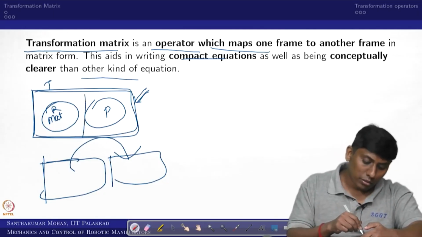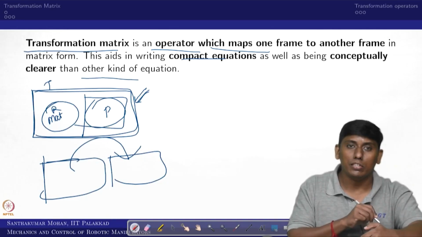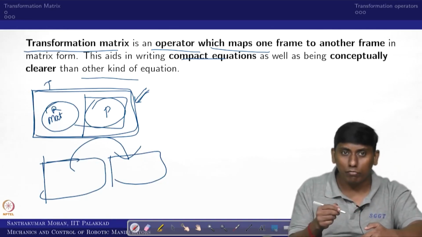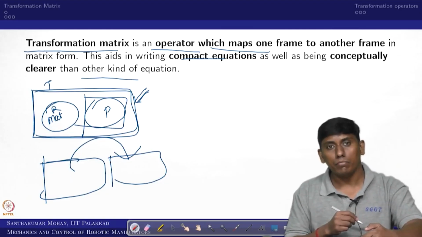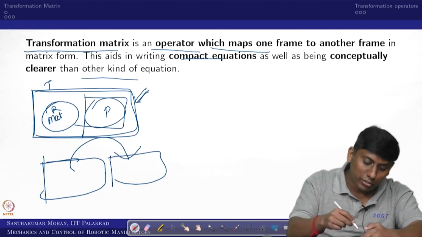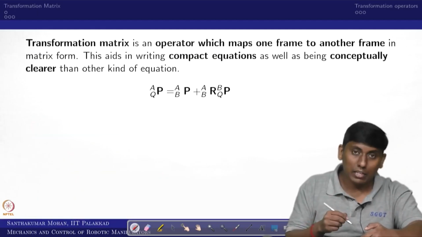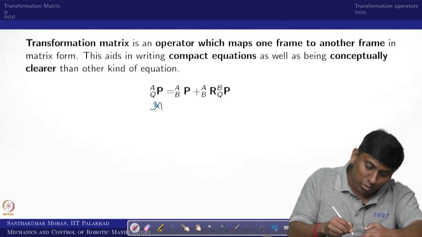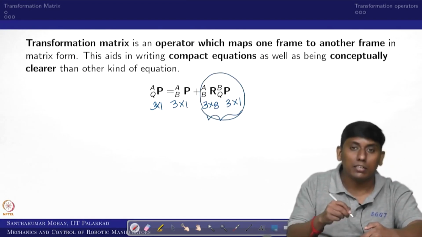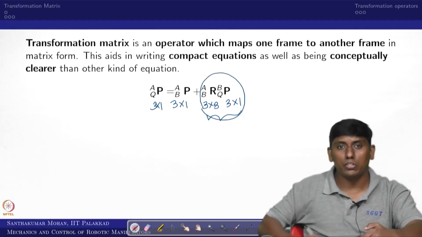That is the same way we are trying to do. Your transformation consists of positional information in vector form and orientation information in matrix form, but we are combining them. That is why I wrote the dimensions in the previous slide: this is 3 cross 1, this is 3 cross 1, this is 3 cross 3, and this is 3 cross 1. I cannot do it because I cannot stick with the same dimension.